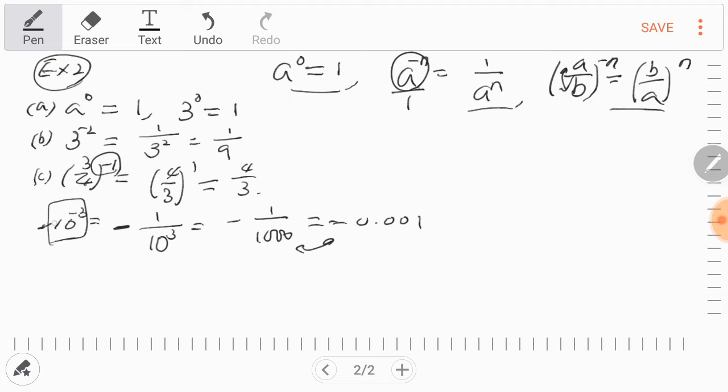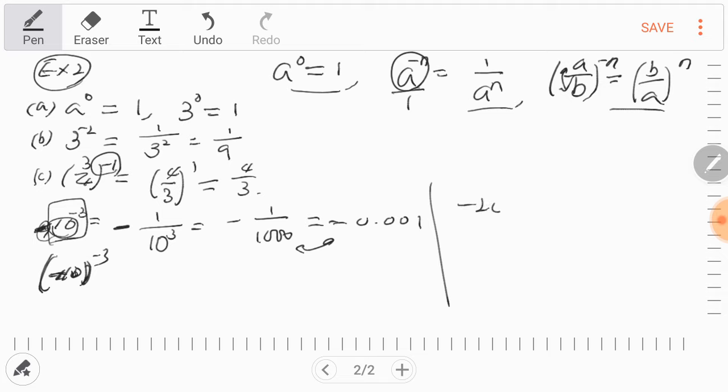Okay, so make sure that this negative sign is outside the base. I mean outside the exponential form. The base is not, okay, be careful. This is totally different. In this case, the base is negative 10. Base is negative 10, but this one, the base is 10. That's different.